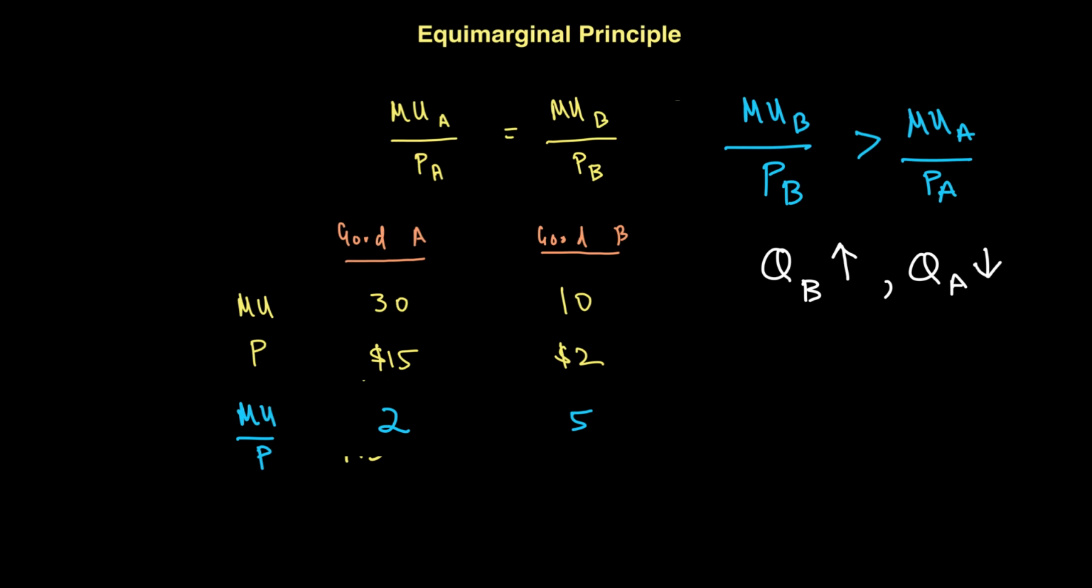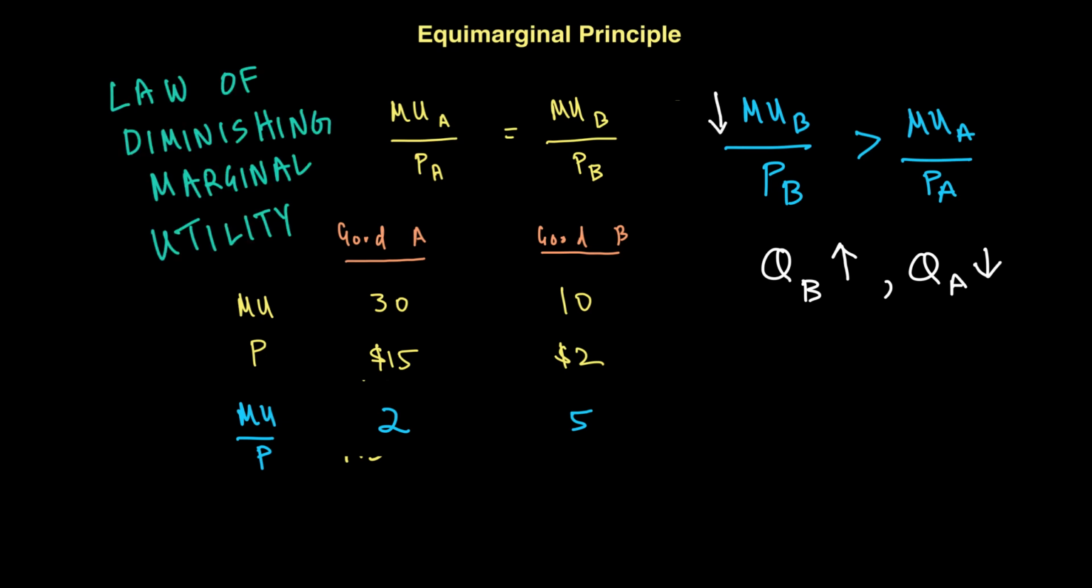But we also know this: when we decide to buy more of a good, the marginal utility for good B will start to fall. Why? Because of the law of diminishing marginal utility, which simply says that as we buy more of a good, the MU will fall for that good. But because we're buying less of good A, the MU of good A will start to rise. In other words, the left hand side will start to fall and the right hand side will start to rise.